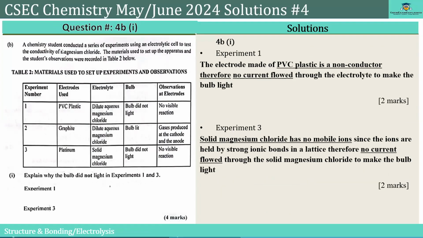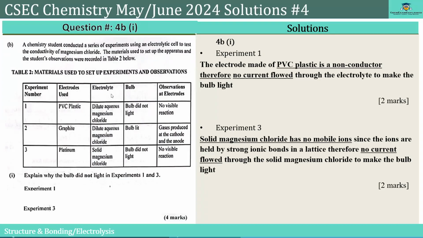Or B. A chemist student conducted a series of experiments using an electrolytic cell to test the conductivity of magnesium chloride. The materials used to set up the apparatus and the student's observations were recorded in Table 2 below. So here we have the various tests, Test 1, 2, and 3. Now, electrodes used in Test 1 would be PVC plastic, in Test 2 would be graphite, and the electrodes used in Test 3 would be platinum.